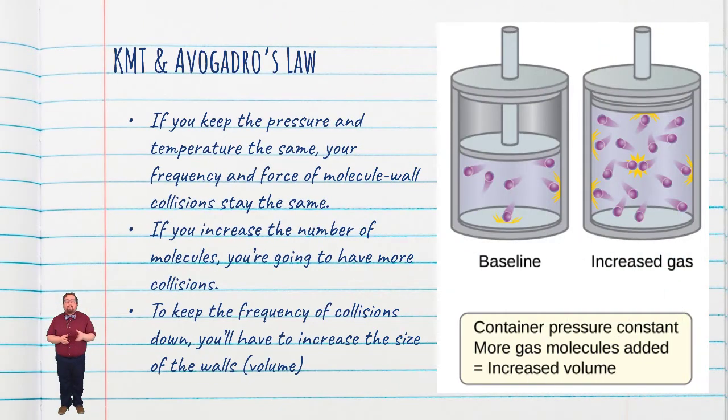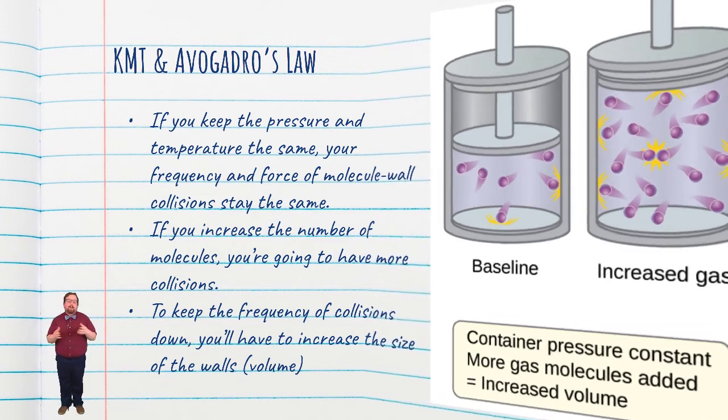Avogadro's law said that if we have more molecules of a gas, our volume will increase if we keep the pressure the same. This is a similar reasoning to what we just described in the last slide. If we add more particles, we're bound to have a higher frequency of collisions. If we want to keep the pressure the same as we're adding more particles, we'll have to increase the surface area of the walls of the container in order to spread out those collisions more. In other words, if we want to keep the pressure and temperature constant as we add more molecules of a gas, we have to increase the volume.